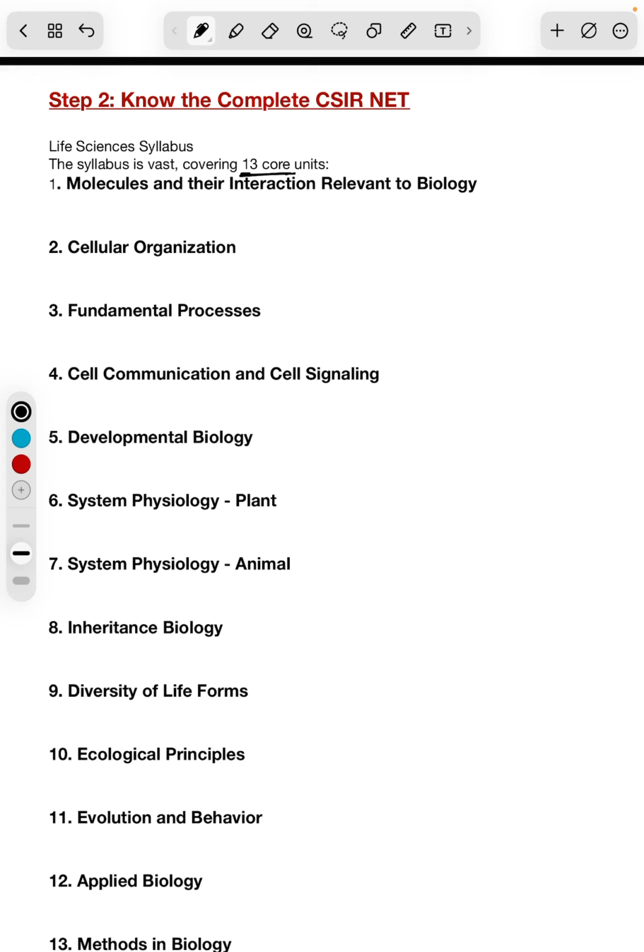So first, molecules and their interaction relevant to biology. You need to understand their basic concepts. Then there are other books also from which you can get clarity, like the class 11th and 12th NCERT biology books. For other advanced and application based topics, you need to dive deeper into cell signaling, physiology, developmental biology and ecology. I will suggest the best books and study materials for each topic.